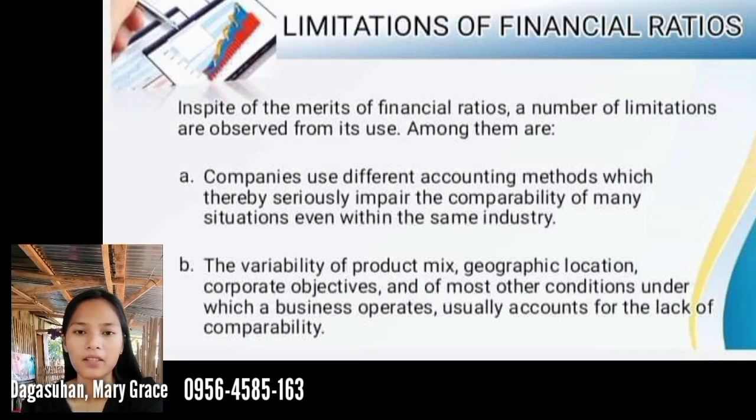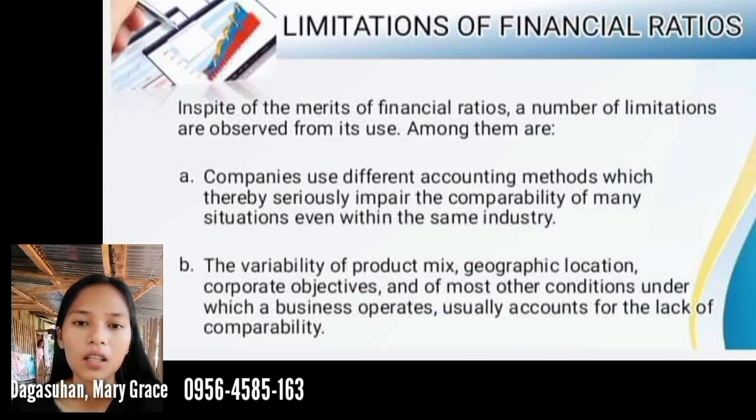Limitations of financial ratios. In spite of the merits of financial ratios, a number of limitations are observed from their use. Among them: A, companies use different accounting methods, which seriously impairs the comparability of many situations even within the same industry. B, the variability of product mix, geographic location, corporate objectives, and of most other conditions under which a business operates usually accounts for the lack of comparability.